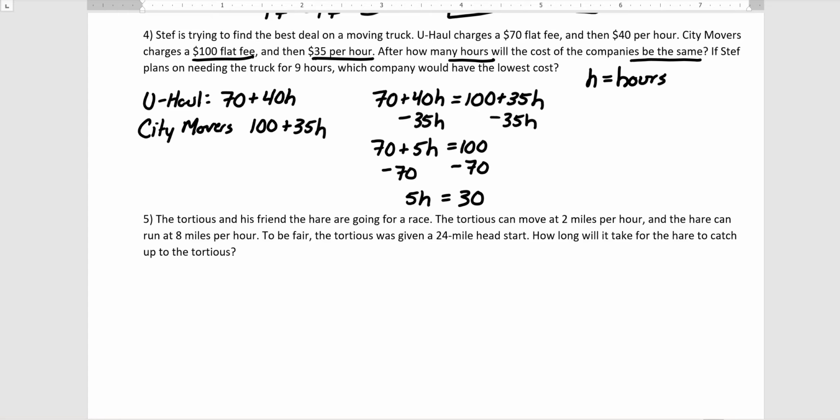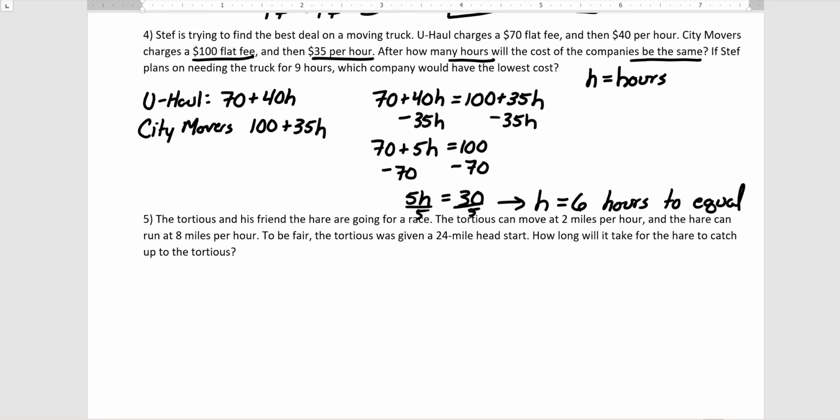All right, now I've got to divide both sides by 5. 30 divided by 5 is 6. So 6 hours. They'll equal each other in 6 hours. So that's the first part. Now, if Steph plans on needing the truck for 9 hours, which company would have the lowest cost?